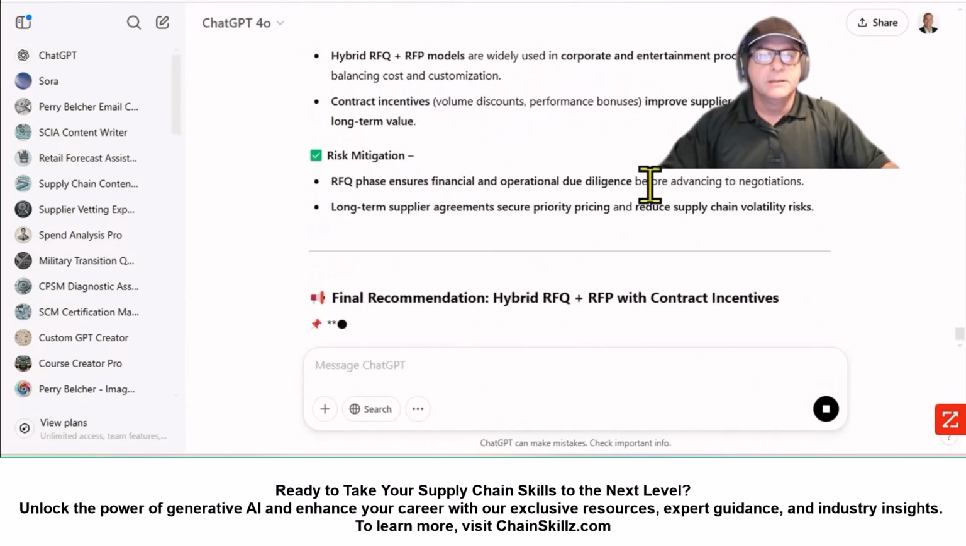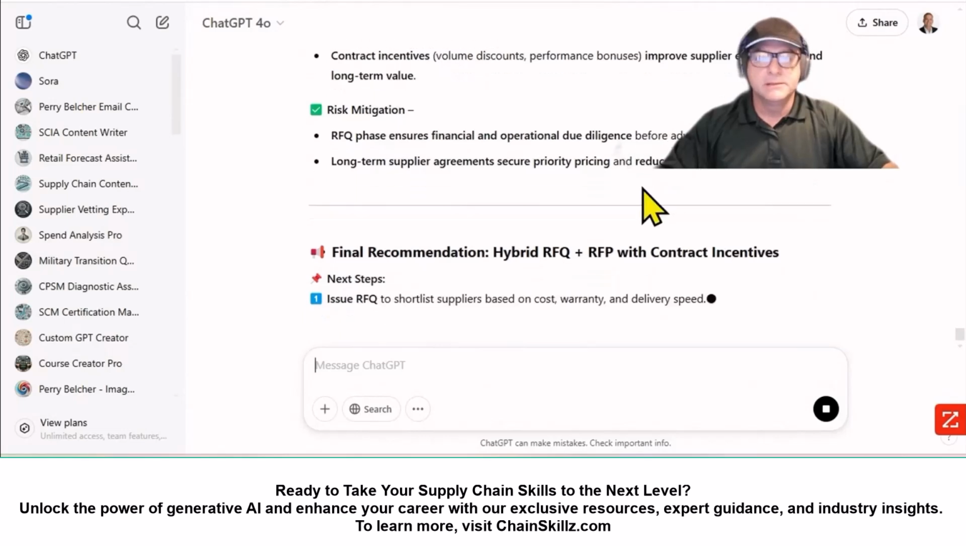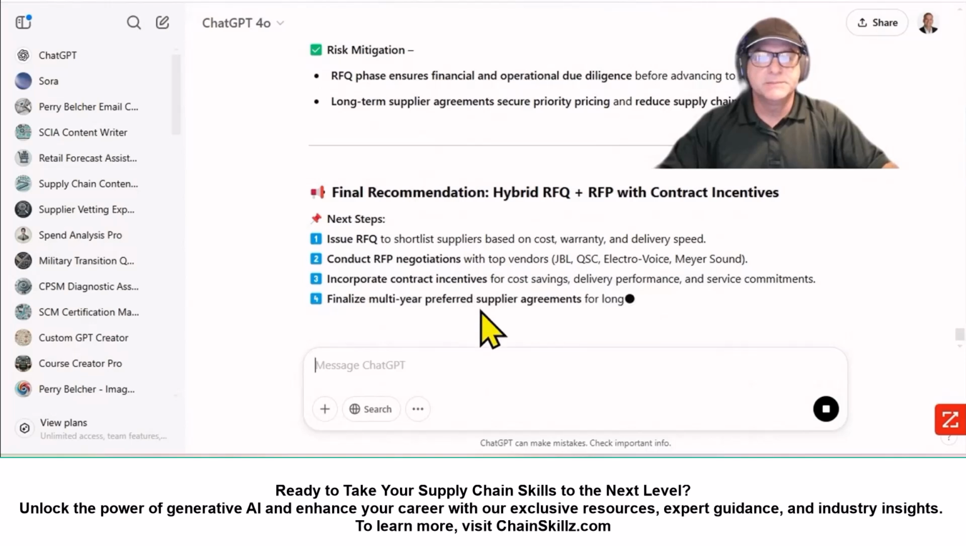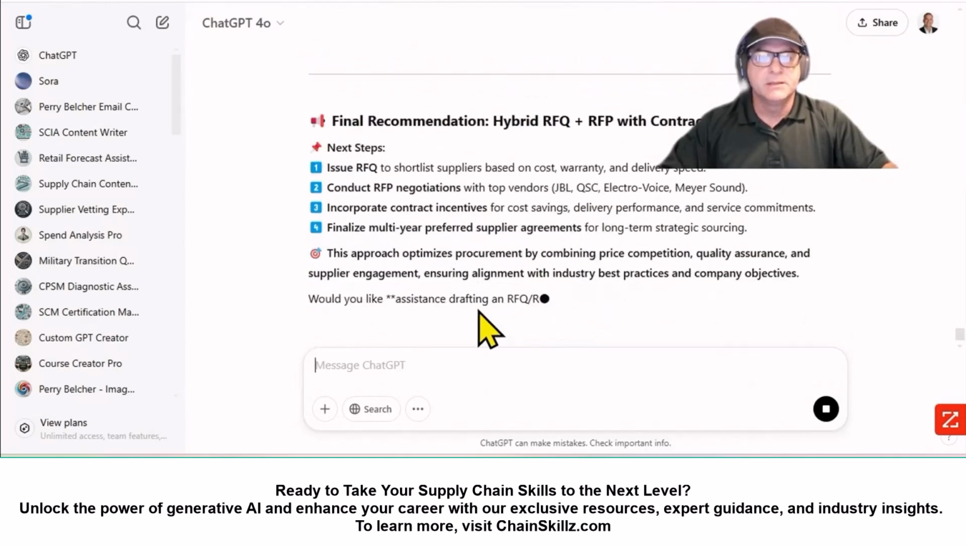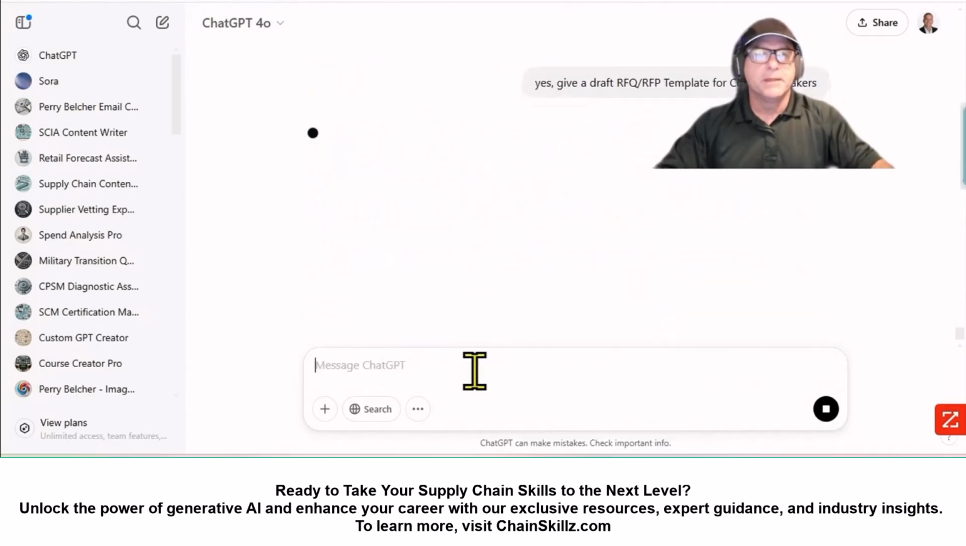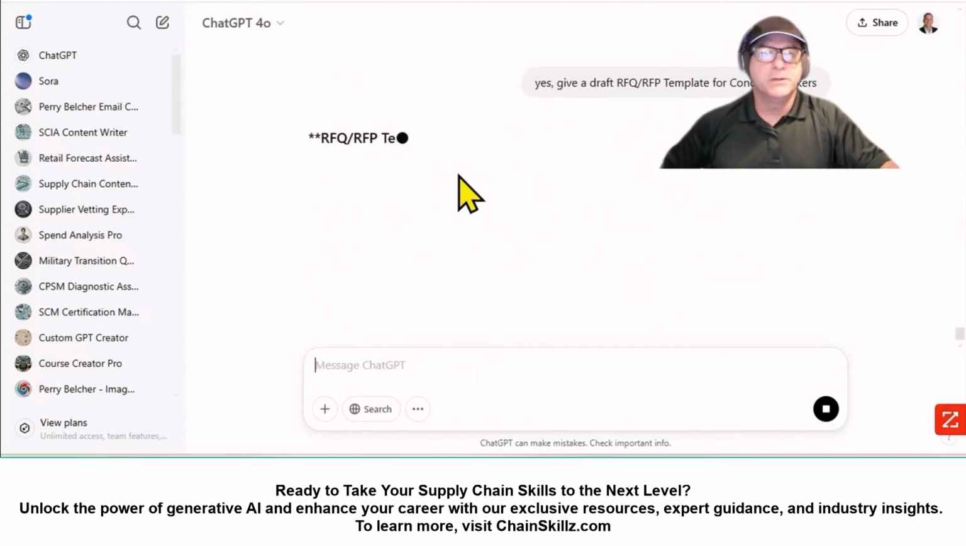I like it. Does all make sense? All right. Yes, I want assistance. Yes, give me a draft RFQ, RFP template for surge speakers. All right, let's see what it gets. I have no idea what it's going to do.